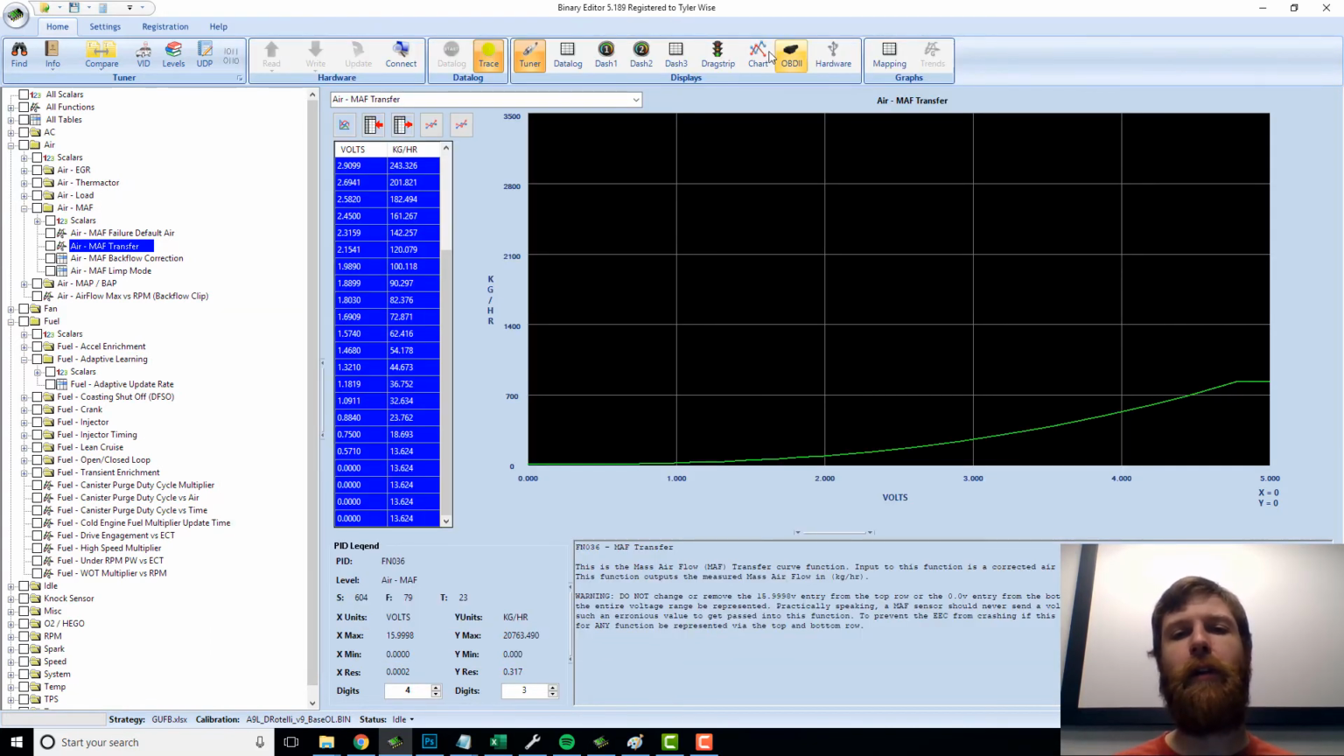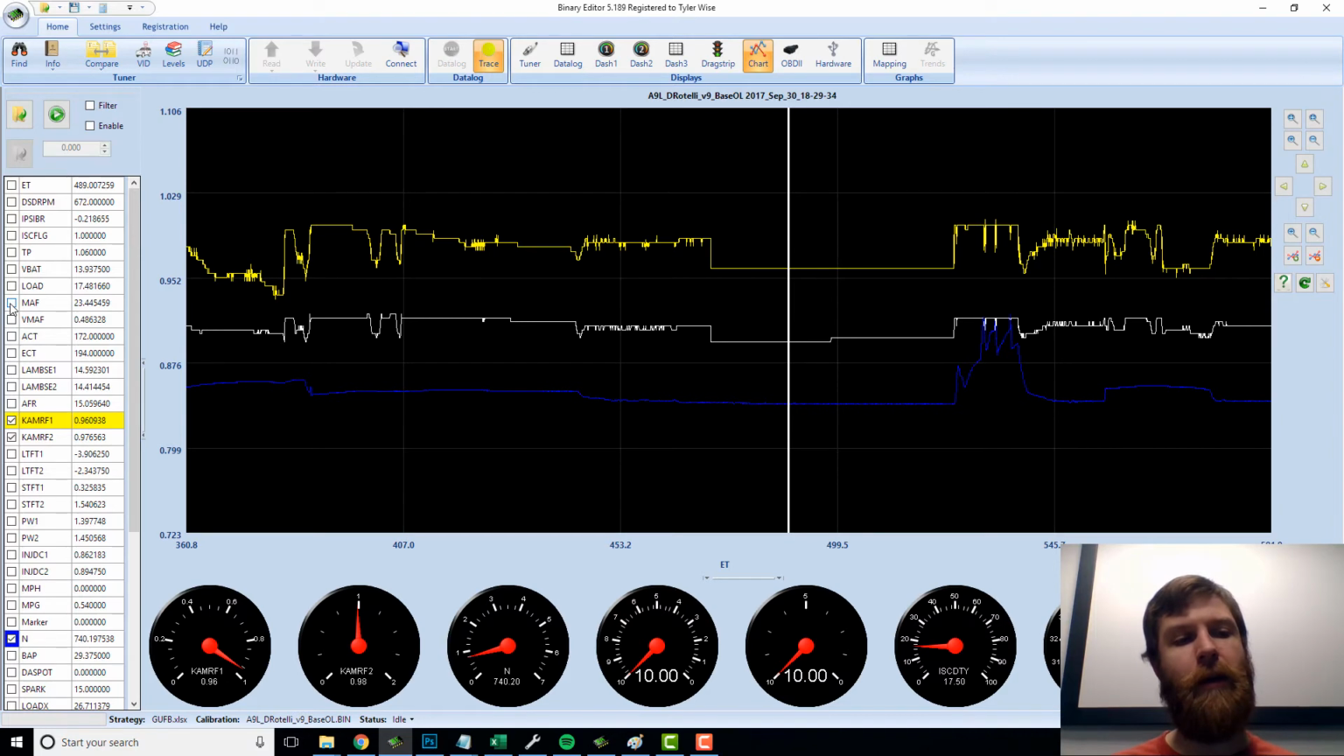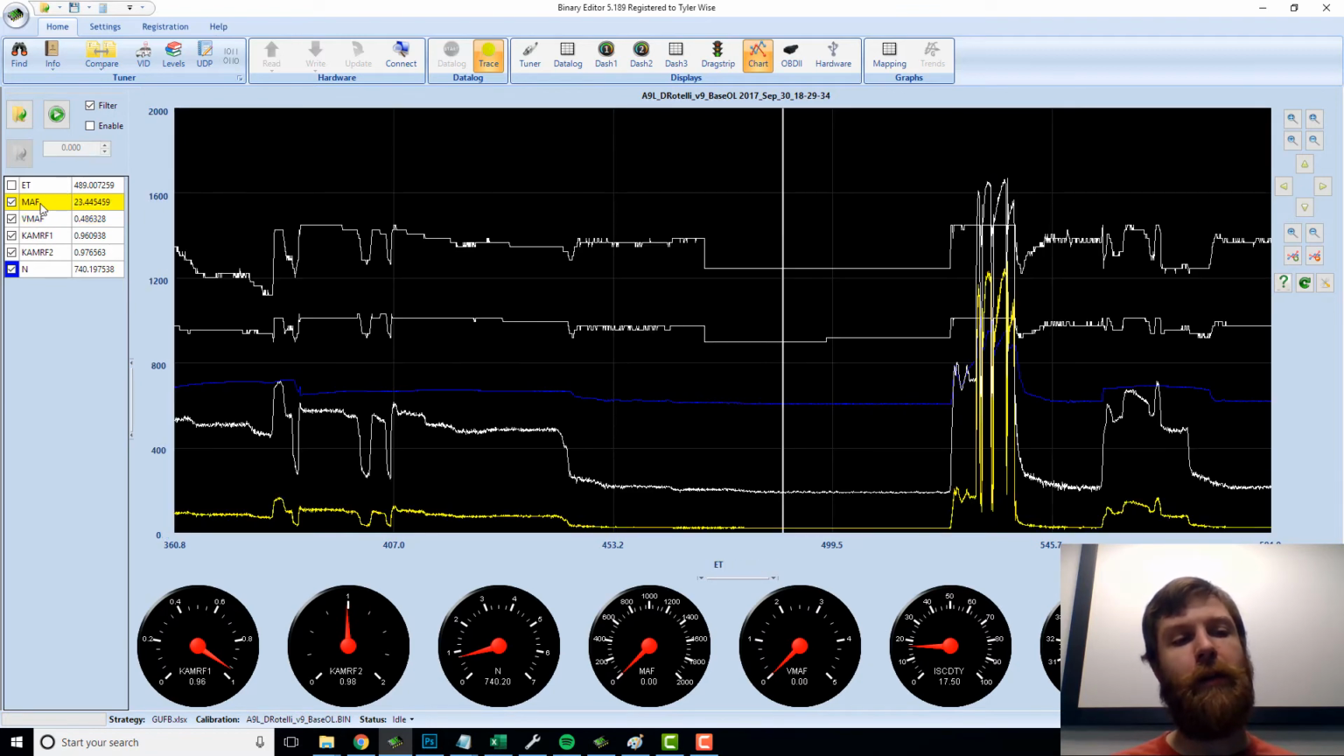Going back to our visualization of our log originally, one more thing I'm going to pull up here. I'm going to add in the current voltage and the mass air reading so we can look at those as well. And you'll notice that if you look at the kilograms per hour at idle, we're really down in this 23 area, and the voltage is hovering about 0.47 to 0.5 volts. That's my idle area.